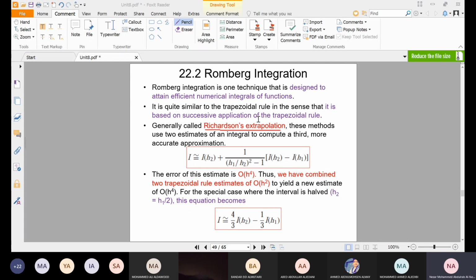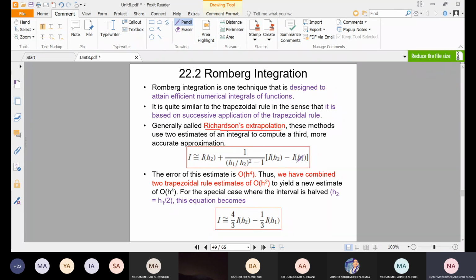So it is generally, as we said, called Richardson extrapolation. This method is used to estimate integration. So we have two estimates of integration: integration at h1, and integration at h2, and h2 is half of h1. The same thing as we have in Richardson. And these estimates at h1 and h2 are computed using the trapezoid rule.